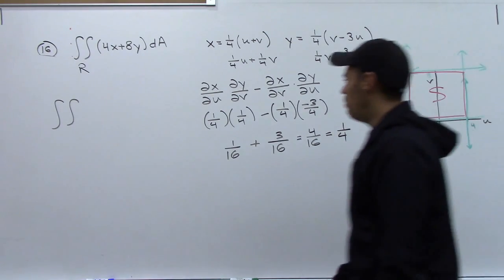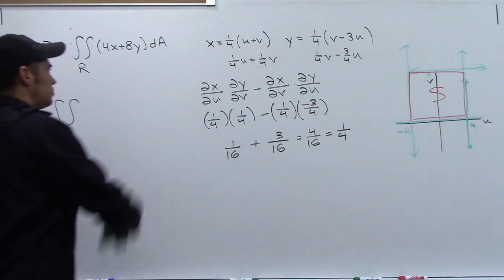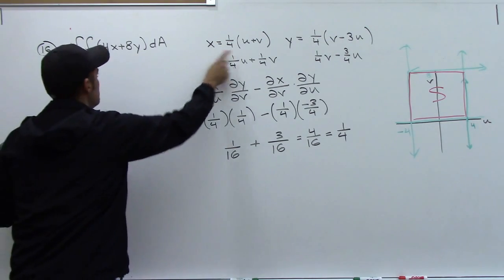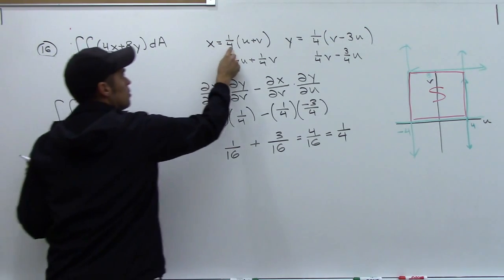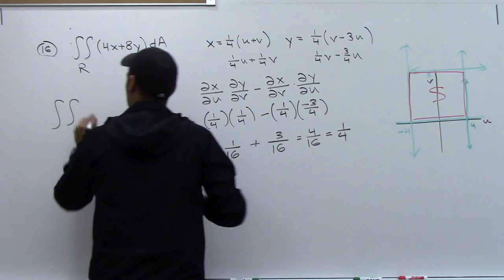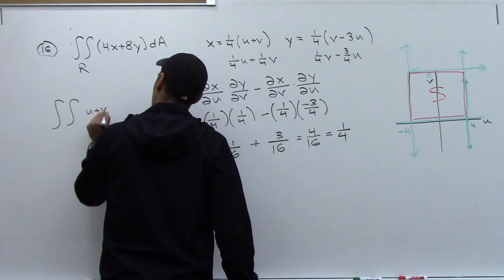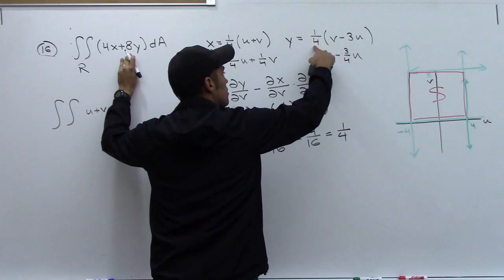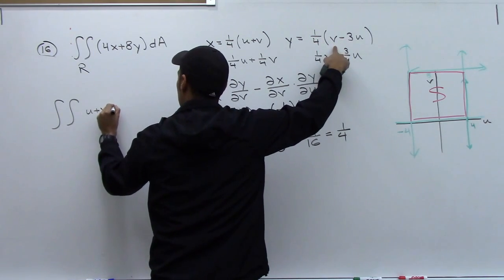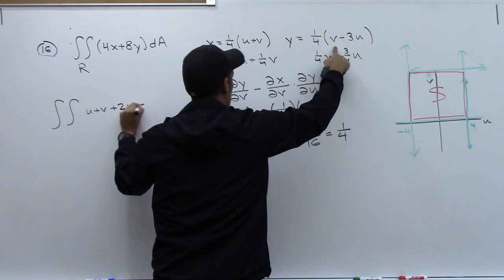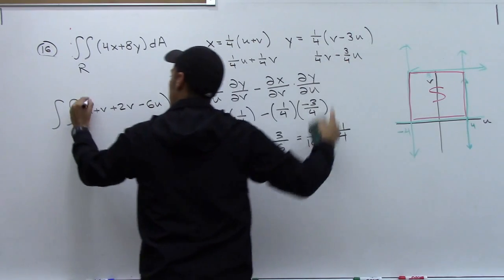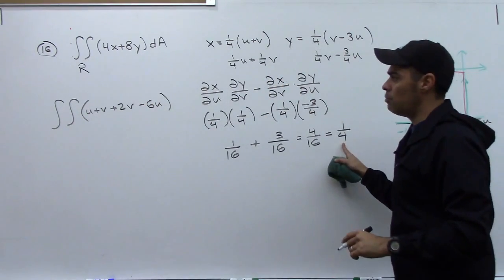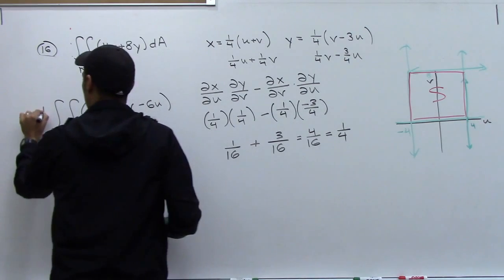So I know that I'm going to have a 1/4 I'm going to have to put in here. I have to rewrite this in terms of this. So what's 4 times x? Well, it's 4 times this. The 4's go away. You just get u plus v. What's 8 times y? Well, it's 8 times this, so 8 over 4 is 2. Distribute a 2 through. You should get 2v minus 6u. Now, that's this replaced. Now the Jacobian determinant, which is 1/4, I'll pull that completely out because it's a constant.